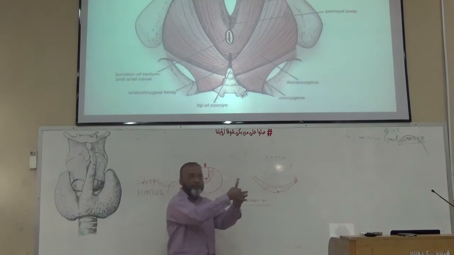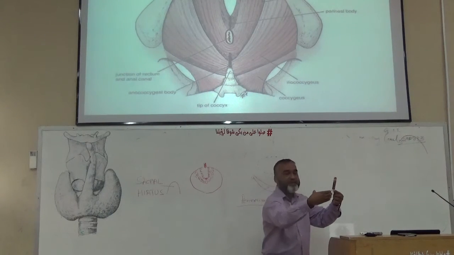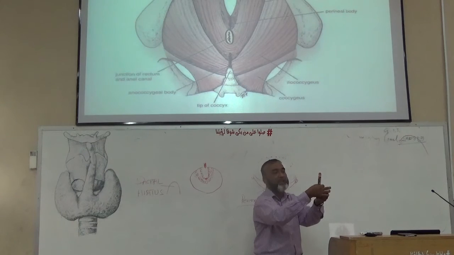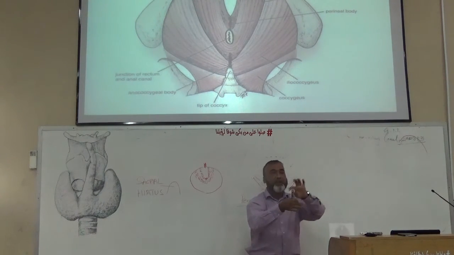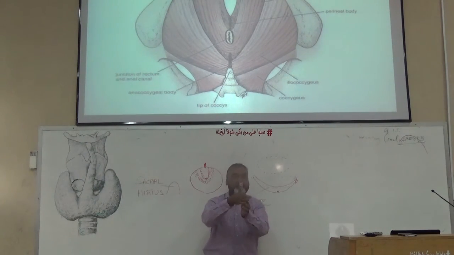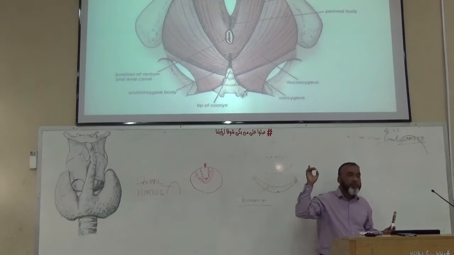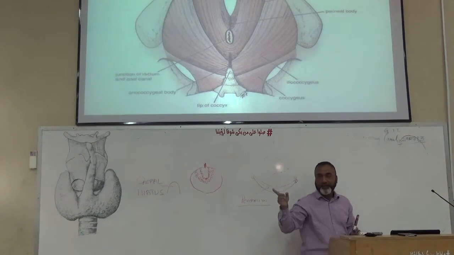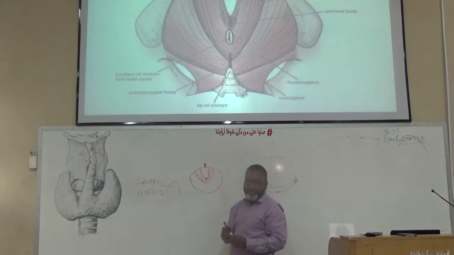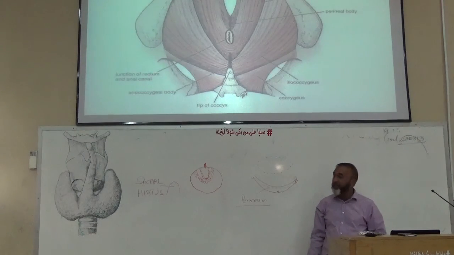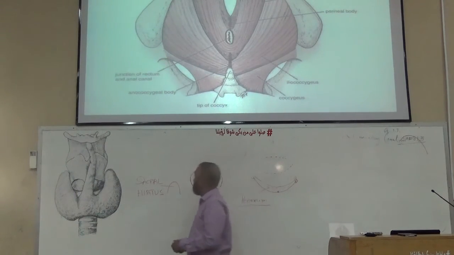Is it clear? The fibers are coming from both sides, from the right as well as from the left side, and they surround the junction of the rectum with the anal canal. These intermediate fibers are named the puborectalis. Then we have the posterior fibers.